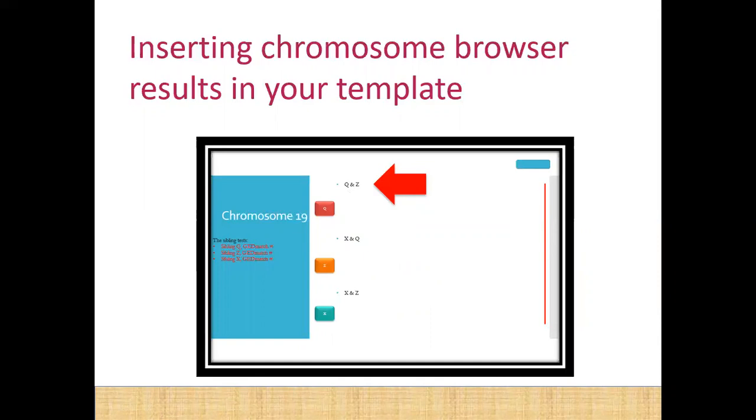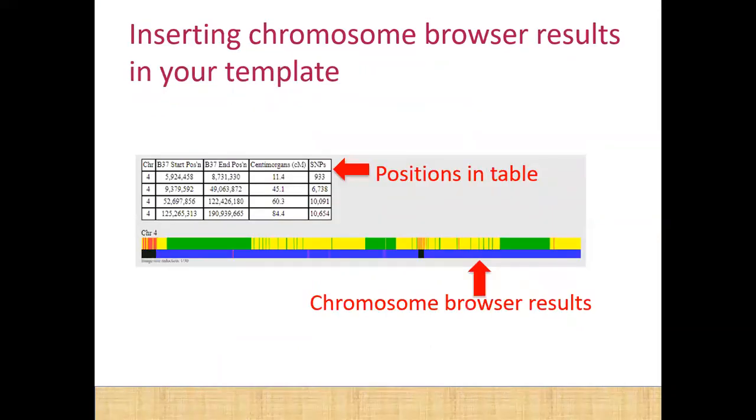And I would then take my chromosome browser results for both data and position and snip out just the chromosome I need. So in this case, I've got chromosome 4, the position and the graphics data for those chromosome browser results. And I would snip this out and I would insert it into the template in the first position.